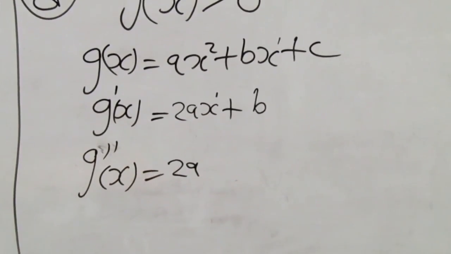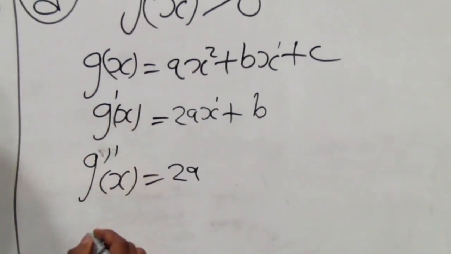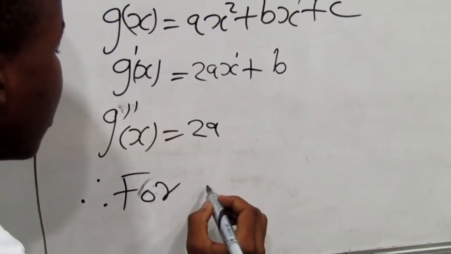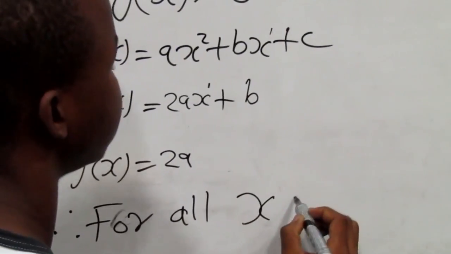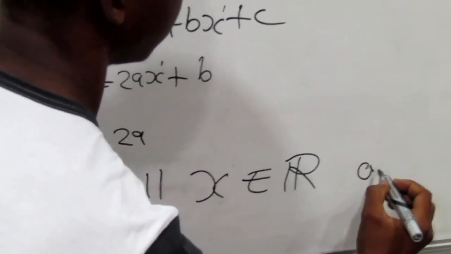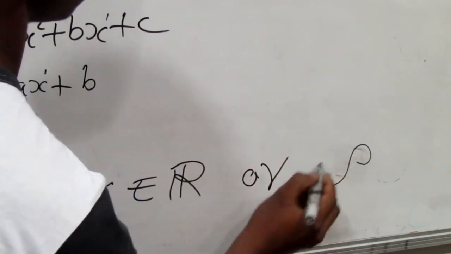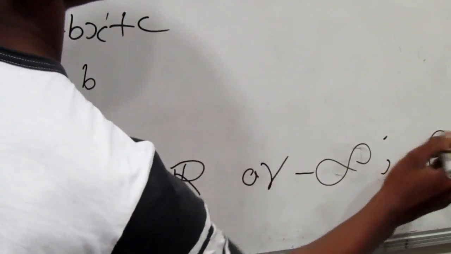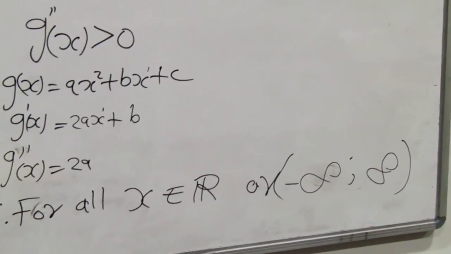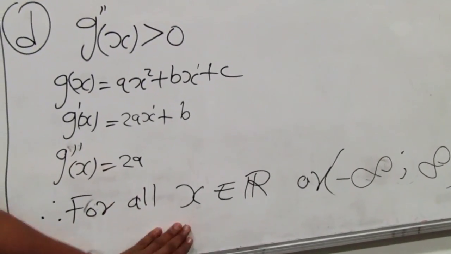Then from here, since we no longer have x here, it means that x can take any value. So we conclude by saying that for all x, x is an element of all real numbers. Or you can say your answer is negative infinity to infinity. Either way you write it, because we write for all x an element of all real numbers, since in the second derivative we don't have x. That's why we are writing this.